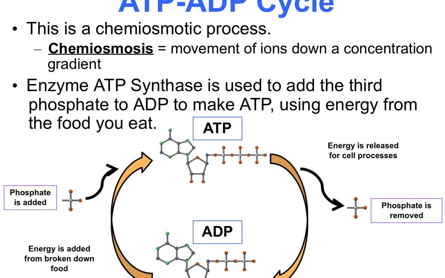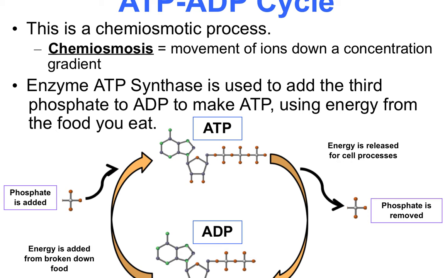Now, the cycle doesn't just happen with the cell sitting there. This creation of a molecule that makes and carries energy is a chemiosmotic process. Chemiosmosis is a little bit beyond the scope of the course. It's the movement of hydrogen ions, or protons, across a semi-permeable membrane inside the membrane of the mitochondria, and it moves down a proton concentration gradient to form this.